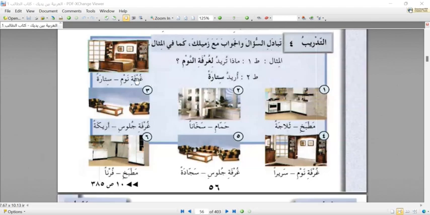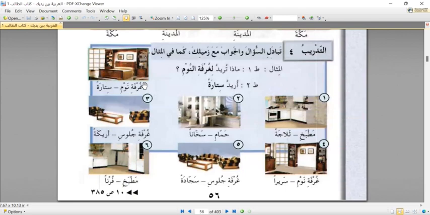So the words were taken from this particular picture over here. غرفة النوم, a bedroom. So when you are putting it in the sentence, you have to put the alif lam on the second word. If it is only one word, you put alif lam on the first word. But if it is two words, then you put alif lam on the second word, not on the first word. And then sitarotan, you take it just as it is, and then you put it in the sentence.